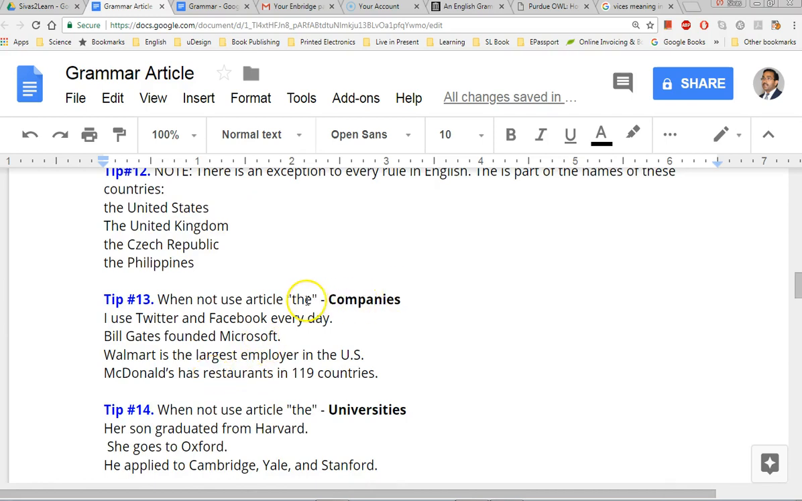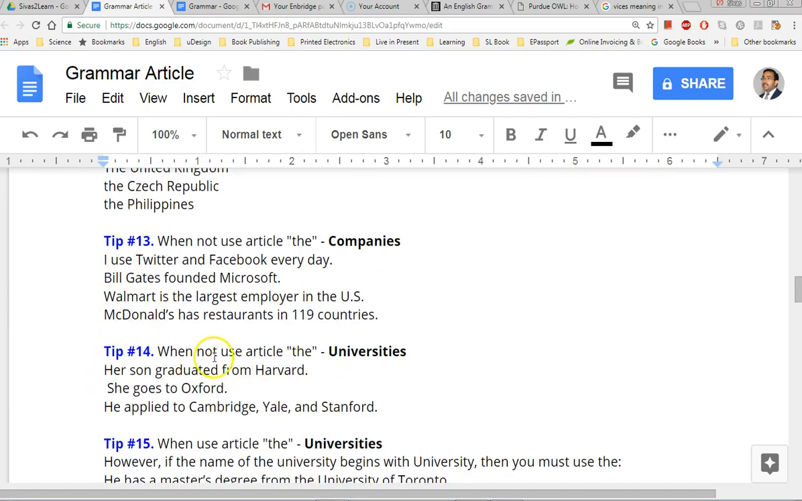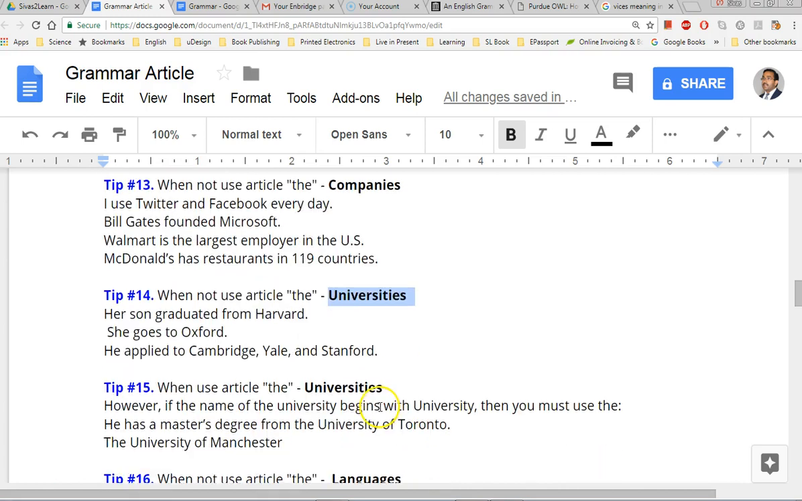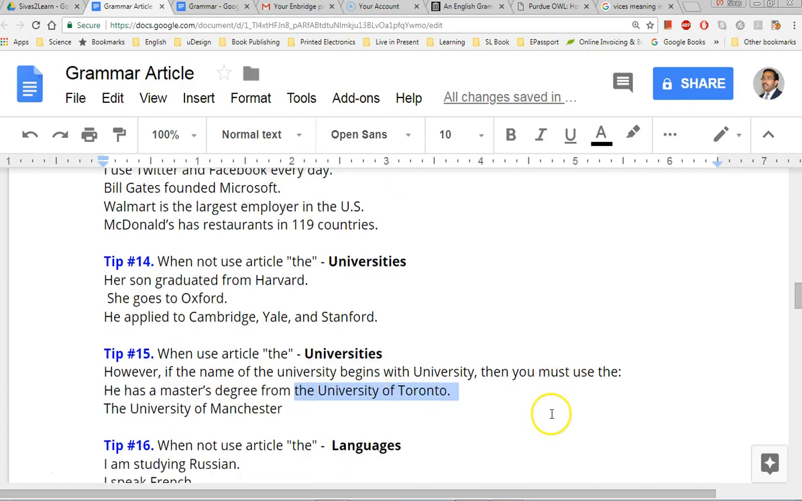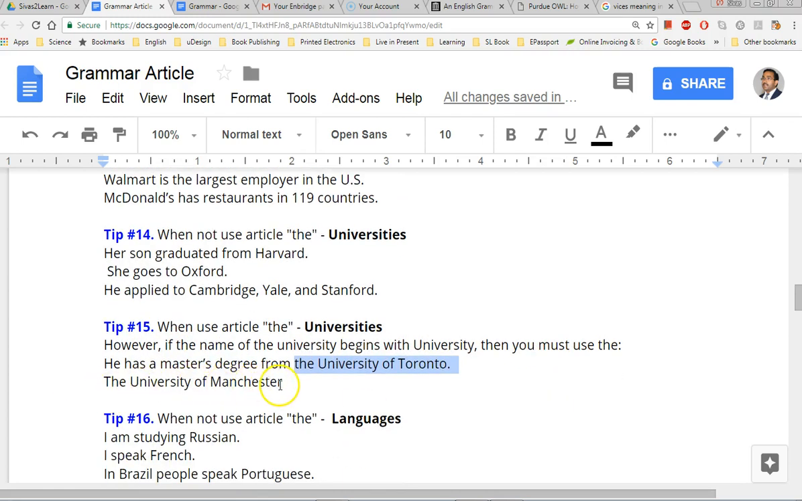Okay. Don't use "the" in front of companies. Twitter, Microsoft, Walmart, McDonald's, don't use it. Okay. Don't use "the" in front of universities, especially if they don't start with "university." Example: Harvard, Oxford, Cambridge, Yale, Stanford. But if the name of the university begins with "university," you must use "the": the University of Toronto, the University of Manchester. Okay.